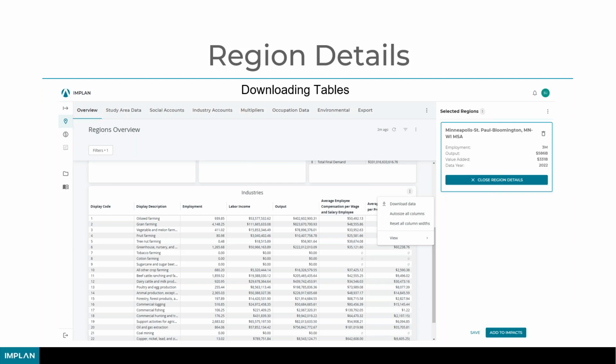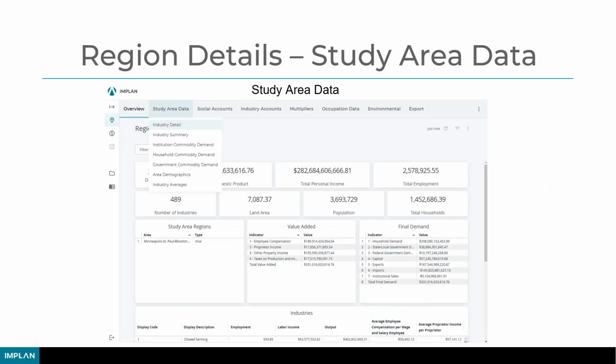There's about 7 different formats for pulling this data, everything from Markdown to CSV files to JSON. So if you want to pull a CSV file that is unformatted, you can do that. Again, the tables that are available in IMPLAN are all downloadable in that way. So let's start with some of the study area data.